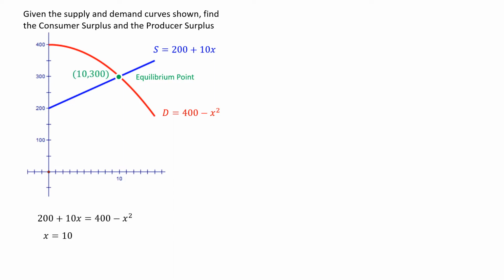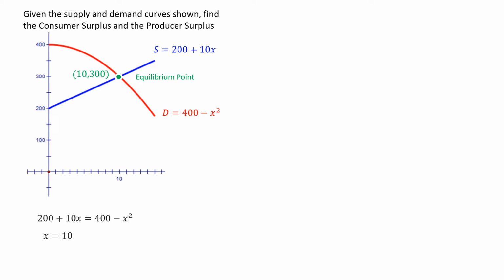Now, it turns out the equilibrium point is (10, 300). How did I get 300? I plugged 10 back into the supply function. Or maybe I plugged 10 into the demand function. Shouldn't it give me the same answer either way? After all, that's where the curves meet.